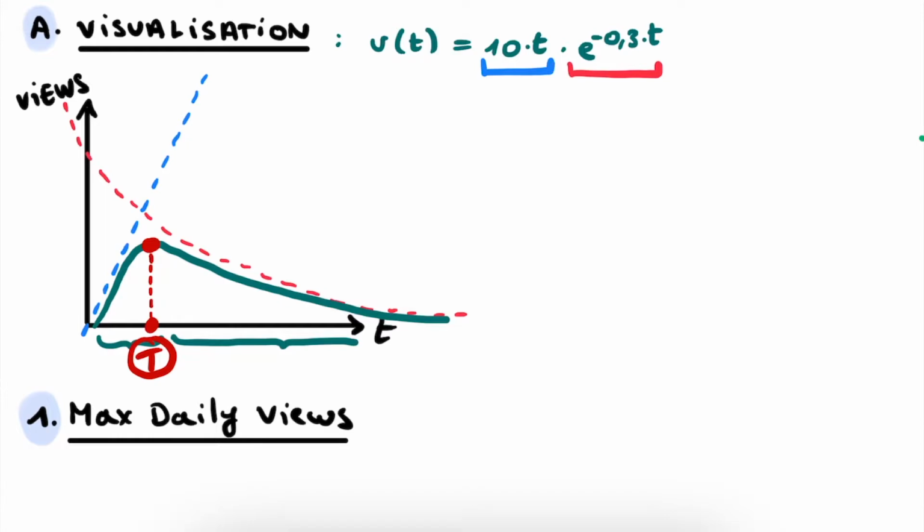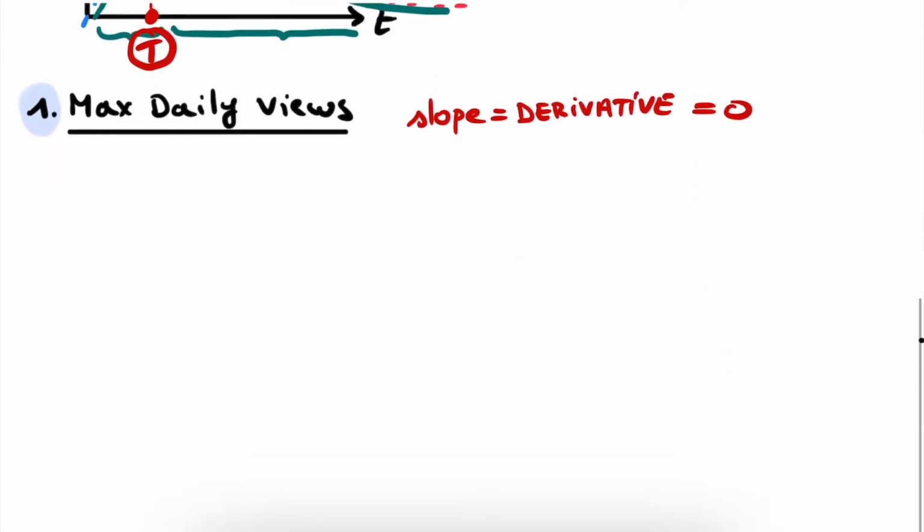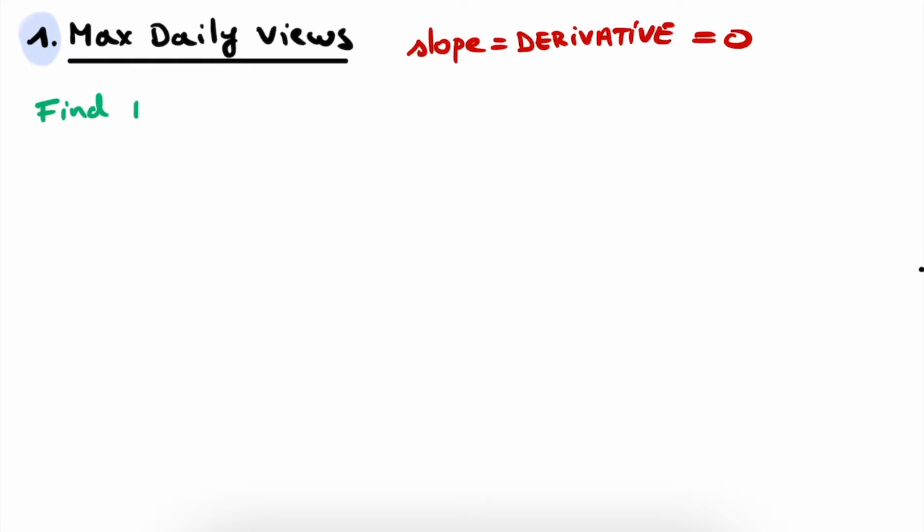Now we can also see that this happens when the slope of the graph is equal to 0, meaning a horizontal slope. But we also know that the slope of a graph is equal to its derivative. And therefore, if the graph reaches its maximum, this means that the slope will be 0, or that the derivative of this function is equal to 0. Therefore, we can translate our problem of finding the time at which we have the maximum daily views to finding t such that the derivative of our function is equal to 0. And that's exactly what we will do now.